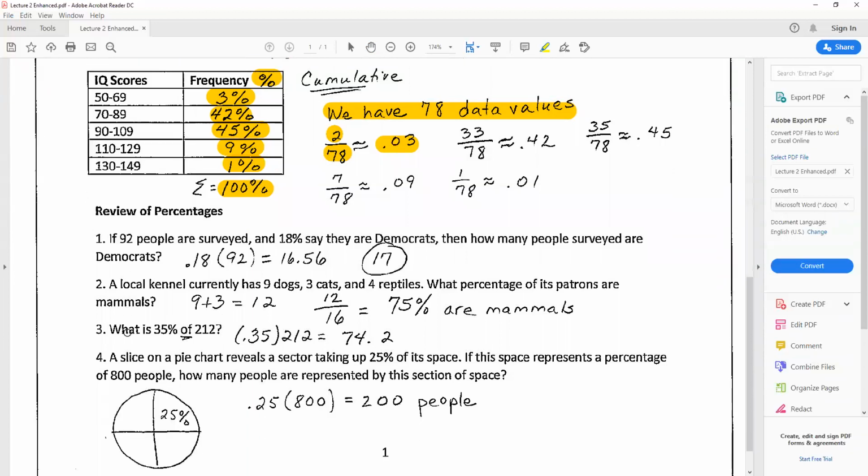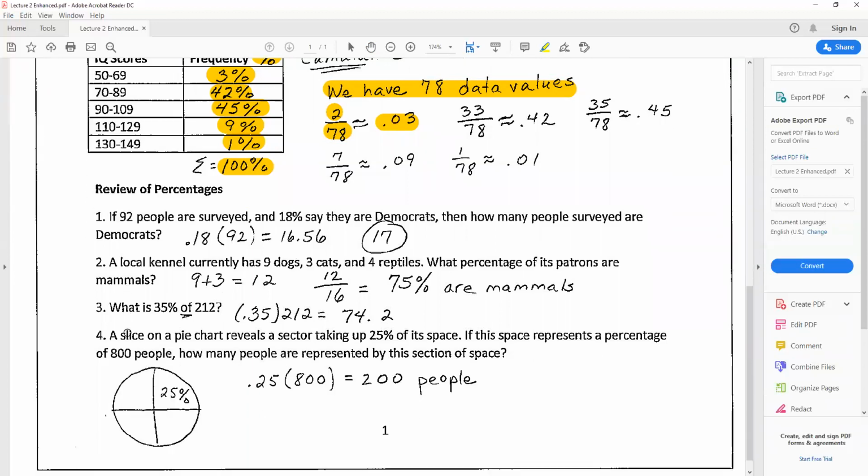And the last part of the lecture basically just consisted of a review of percentages. So number 1, if 92 people are surveyed and 18% say they are Democrats, then how many people surveyed are Democrats? So we know that 18% of the crowd identify themselves as Democrats. Well, how many people would that be in a crowd of 92?